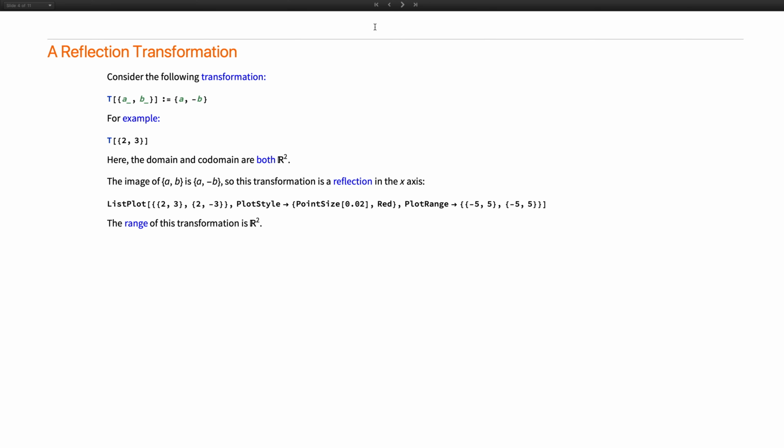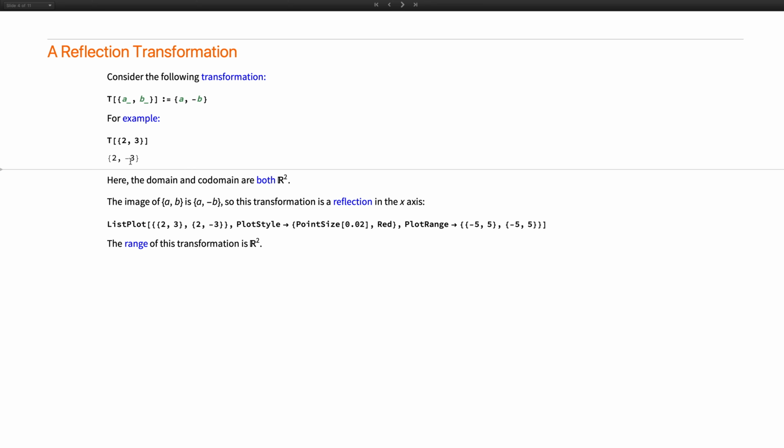Okay, so as an example, here's a transformation. It takes a point (a, b) and transforms it to the point (a, -b). So for example, if it has (2, 3) as the input, then you get back (2, -3) as the output. Now in this case, of course, the codomain and the domain are both R2, and the image of (a, b) is (a, -b). So this is a reflection in the x-axis.